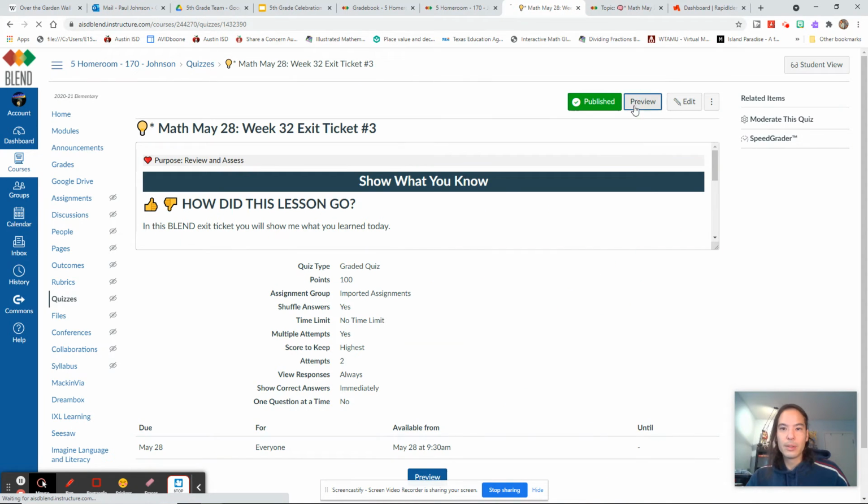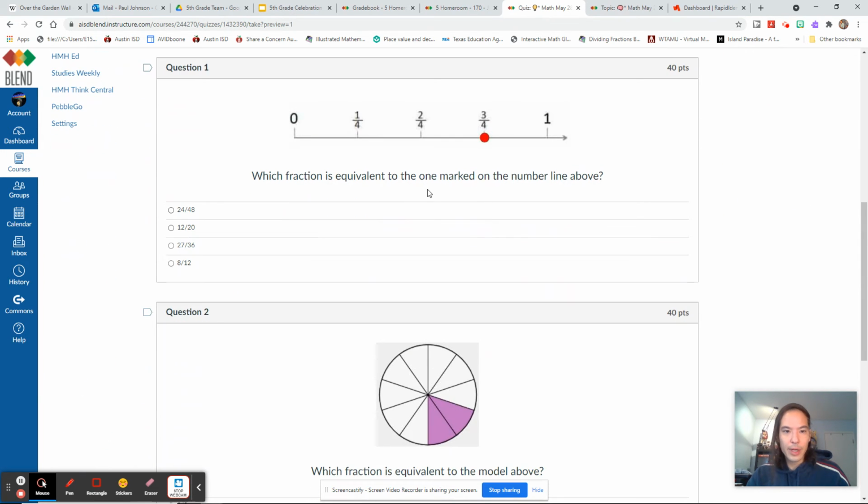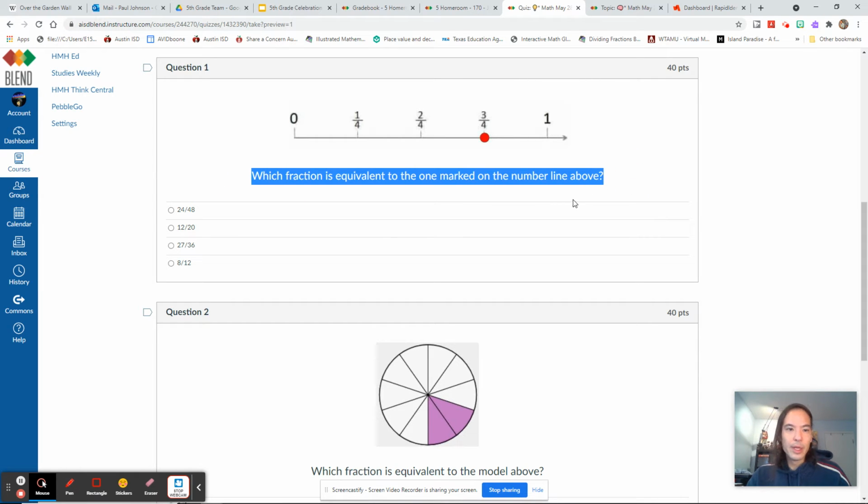Then on top of that, just real quick, we'll take a look at your final exit ticket for this week. And here we are. We have a number line. It says which fraction is equivalent to the one marked on the number line. So we're looking for something that is also a representation of 3/4.